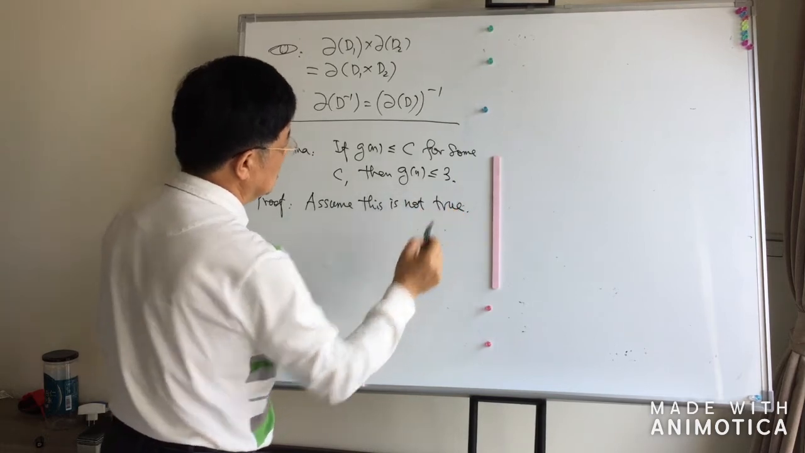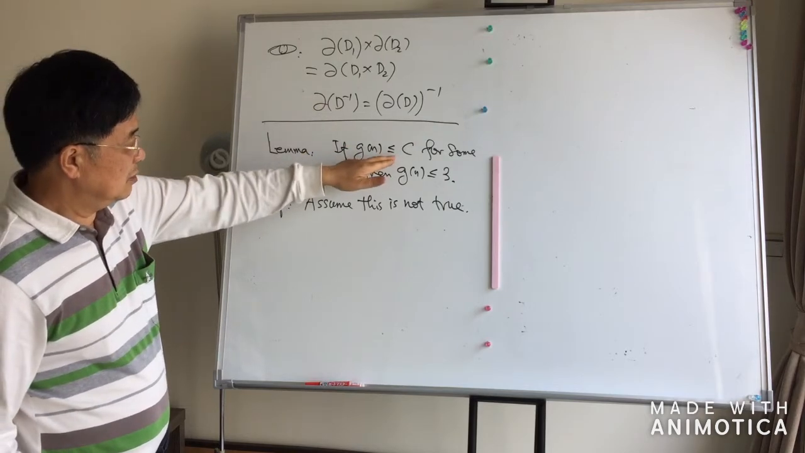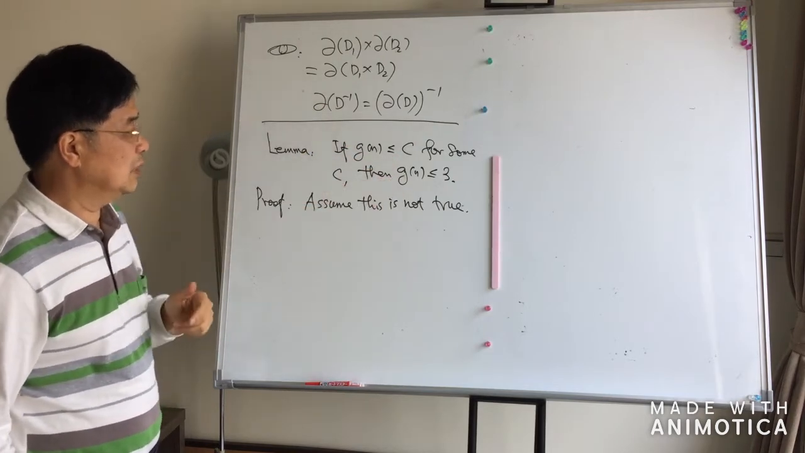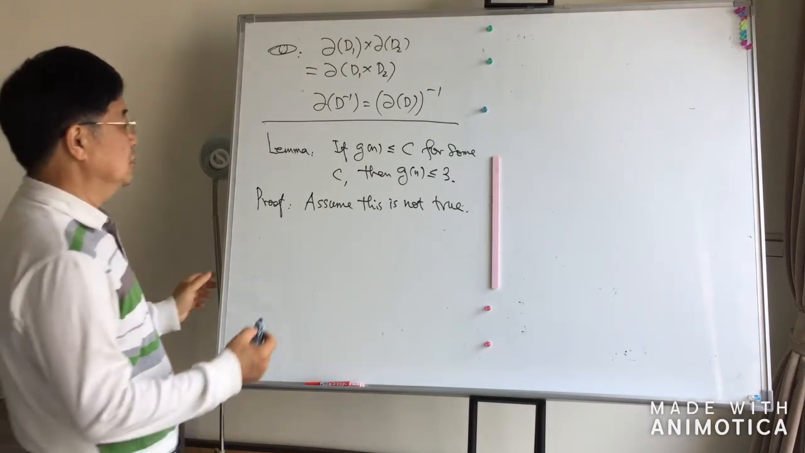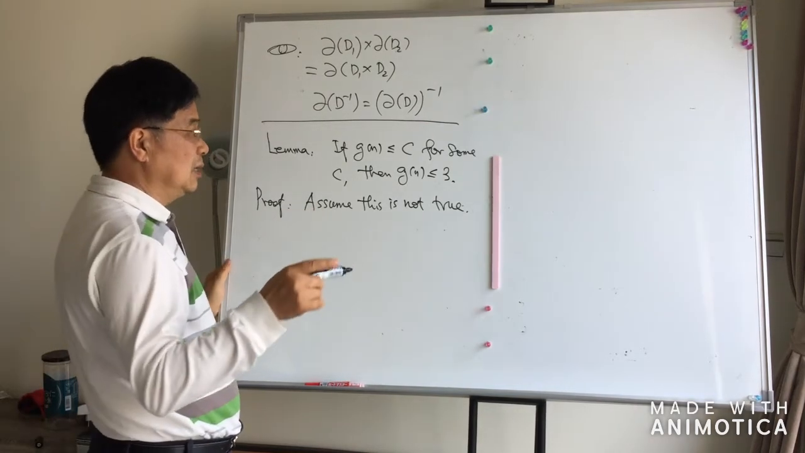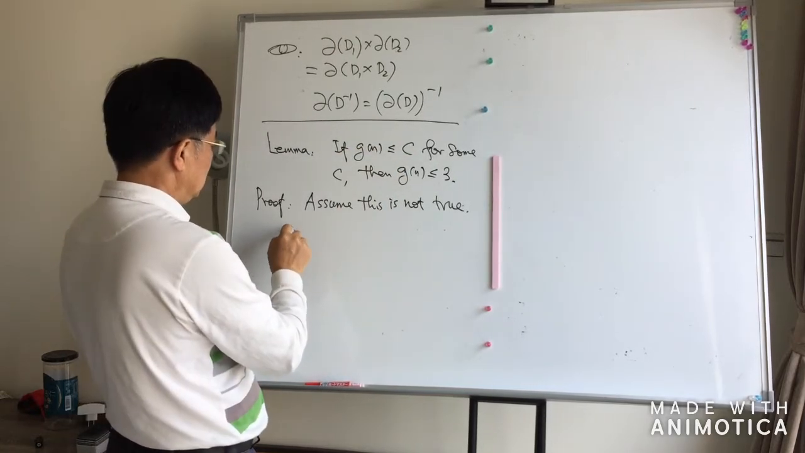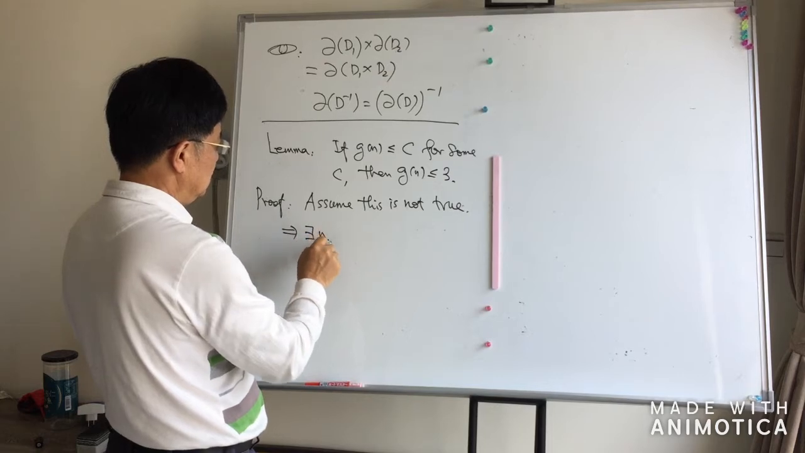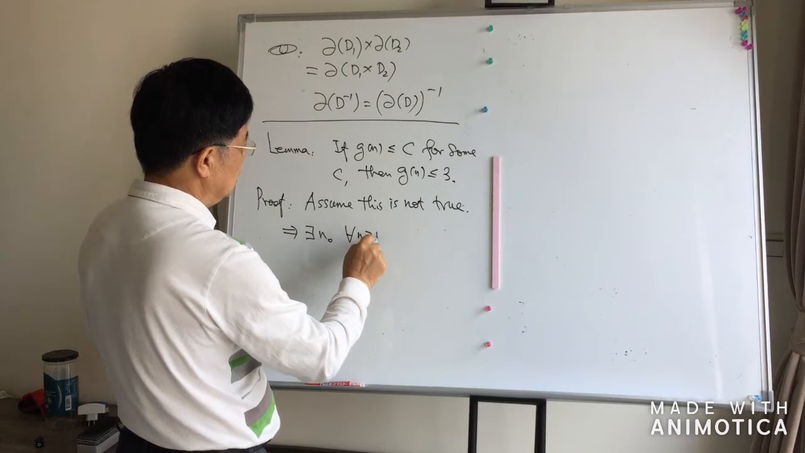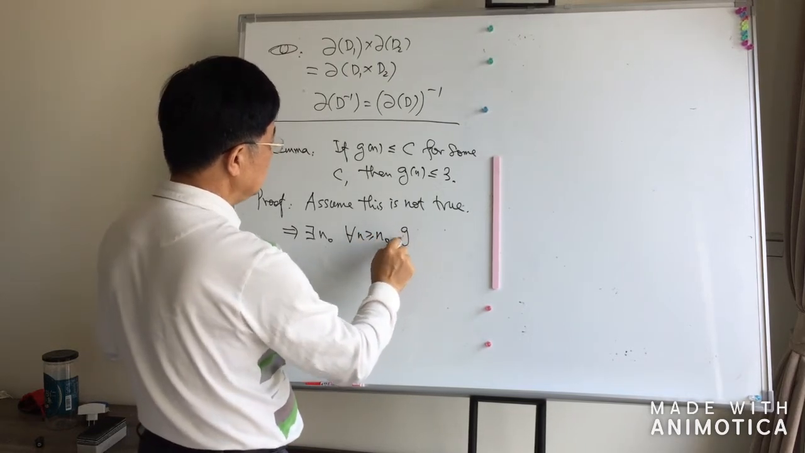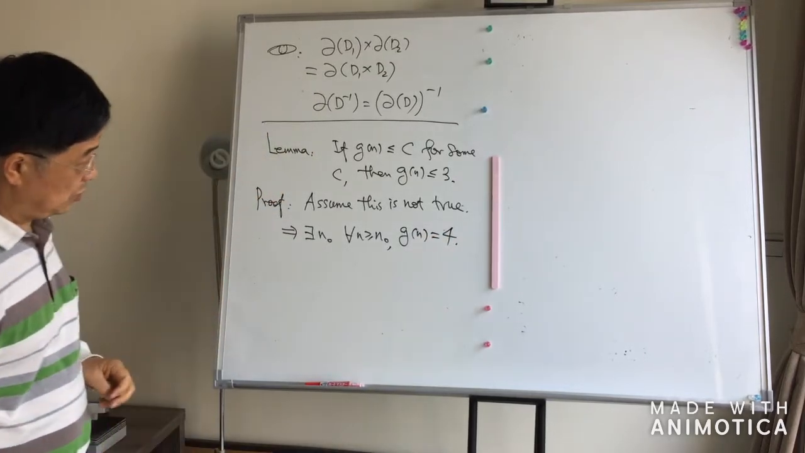Then what does it mean? We assume it's bounded, right? But it's not bounded by 3. But we know it's bounded by 4, right? So therefore, this means that the minimum C that is an upper bound for all the Gn is 4. So this means that there exists n0 such that for every n greater or equal to n0, Gn equals 4, right? Because it's not bounded by 3, but bounded by 4.